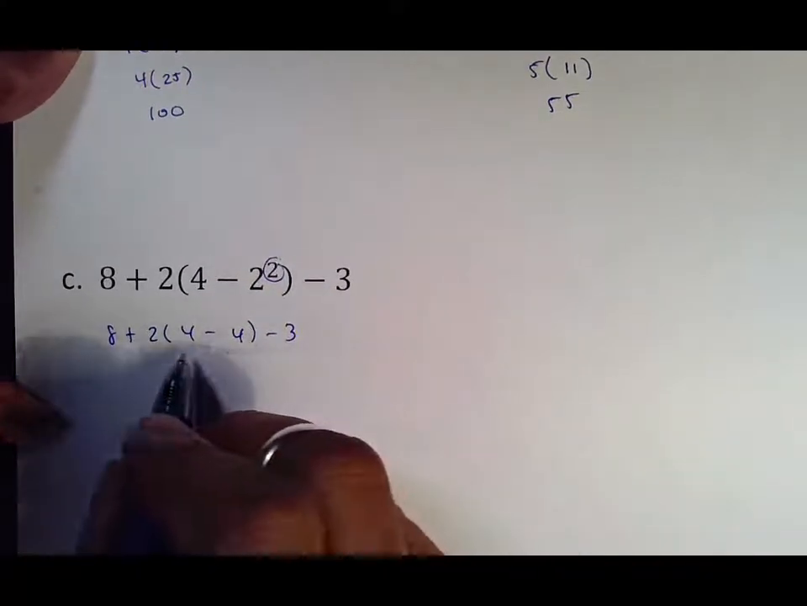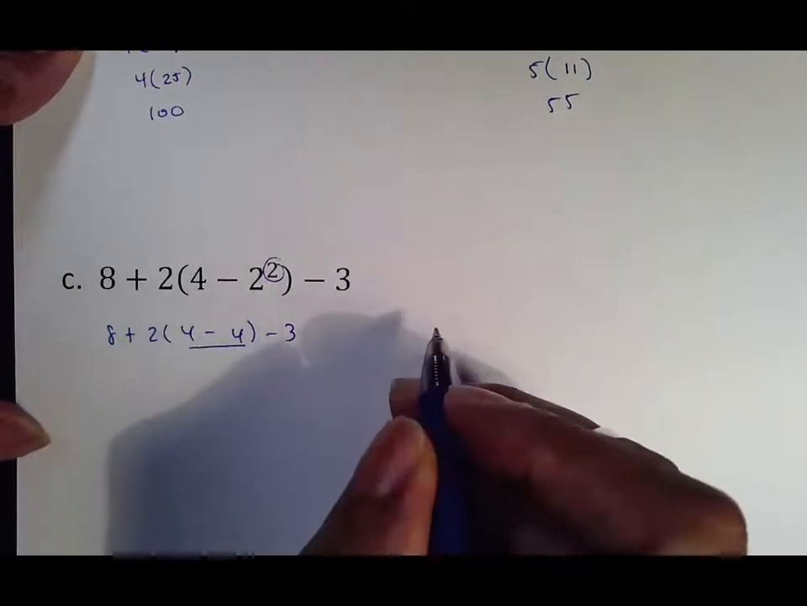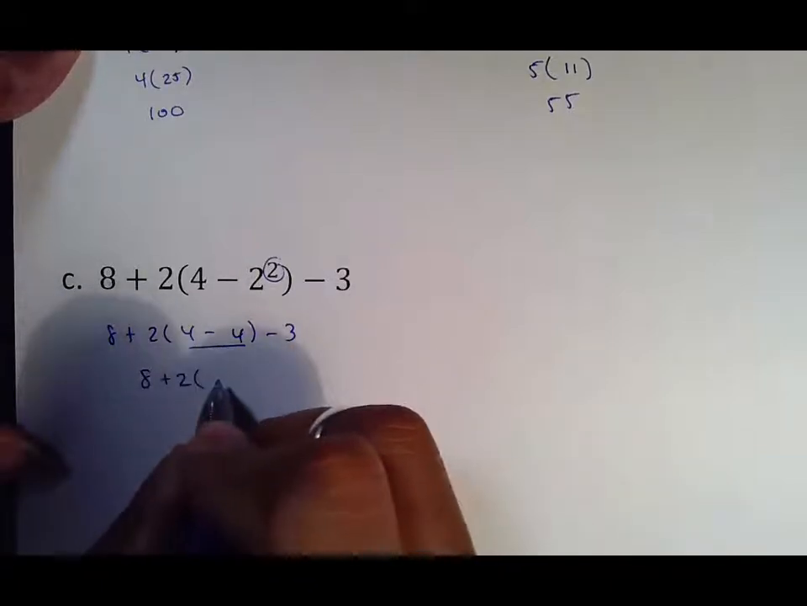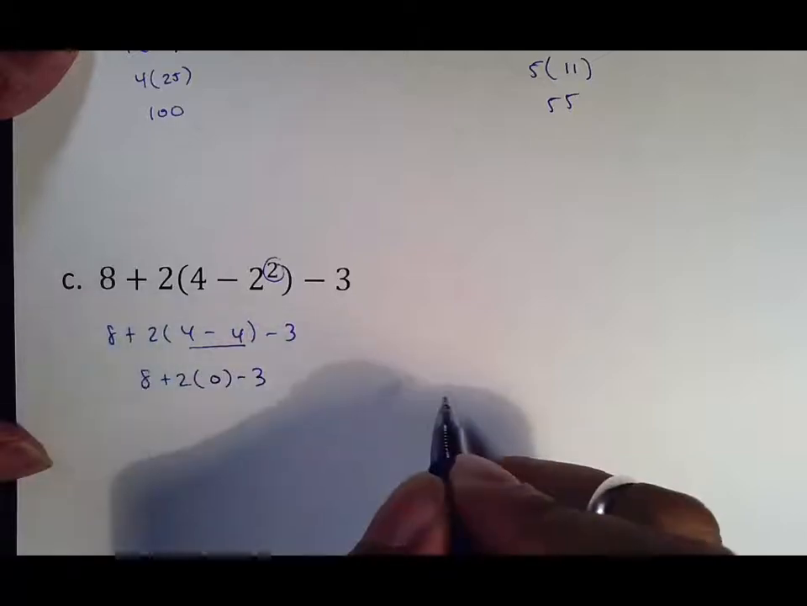Our second thing is, again, we still have parentheses, which we can do 4 minus 4. So we end up with 8 plus 2 parentheses. That turns into 0 minus 3.